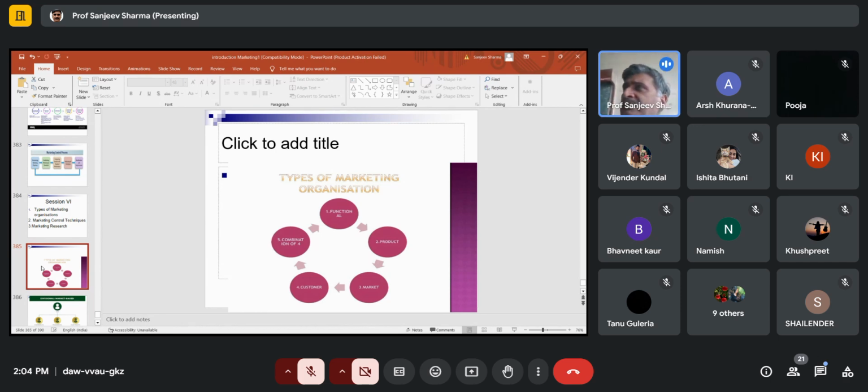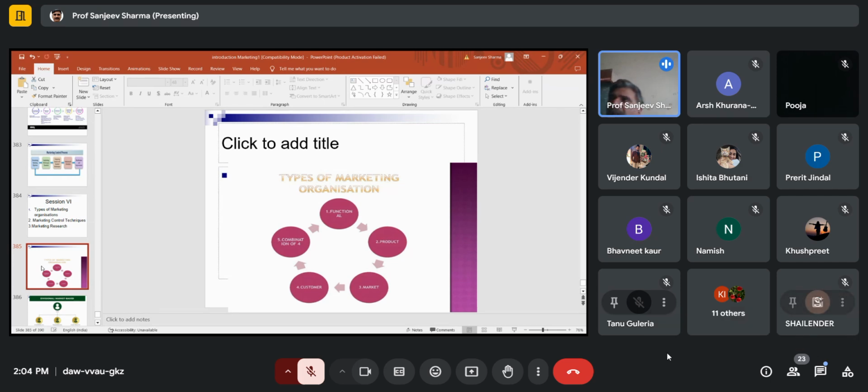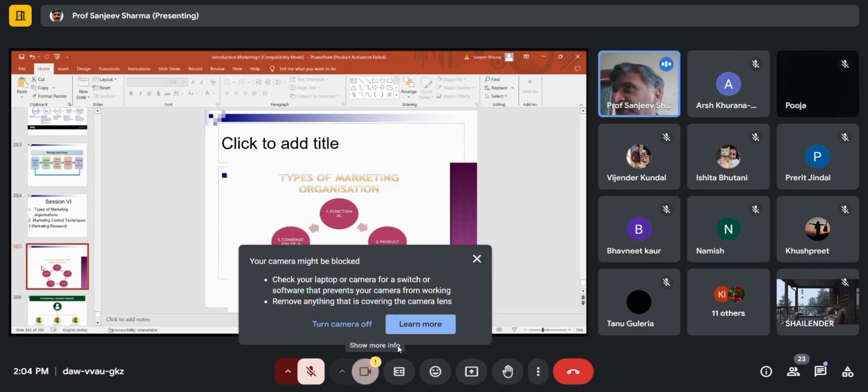Why? Because every product will have its own competitors, its own marketing requirements. So you organize it accordingly. And fourth is marketing activity organized on a product basis or project basis, right? As if it's a project. So these are the four ways in which marketing is organized.